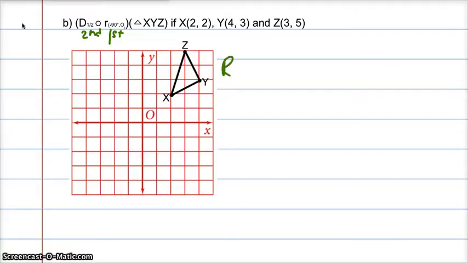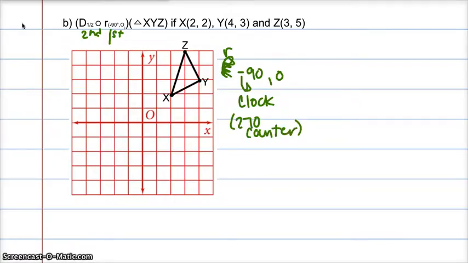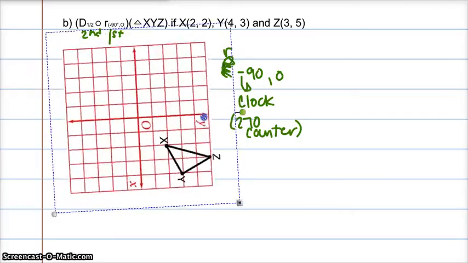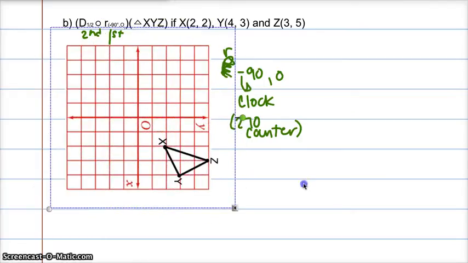So for the rotation of negative 90 about the origin, remember negative is clockwise. Clockwise of negative 90 is the same as 270 counterclockwise, so it's up to you. Some students liked memorizing those ordered pair rules. I think most of you like turning your paper. So take your paper and turn it 90 degrees clockwise, and it puts you right there.